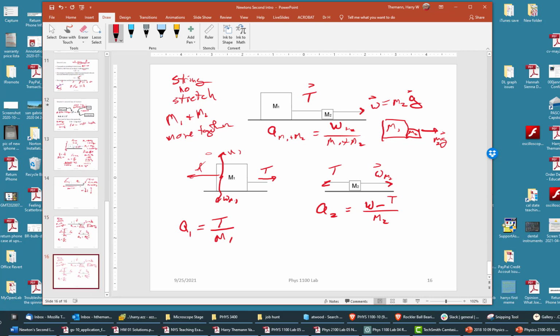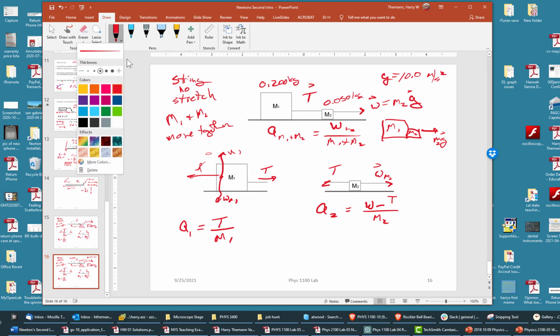Let me pause. Oh, maybe we don't have to pause. Now, again, this is 0.200 kgs. This is 0.050 kgs. So we can calculate, we're just going to use g equals 10.0 meters per second squared. Let's start using a different color just for some relief here.